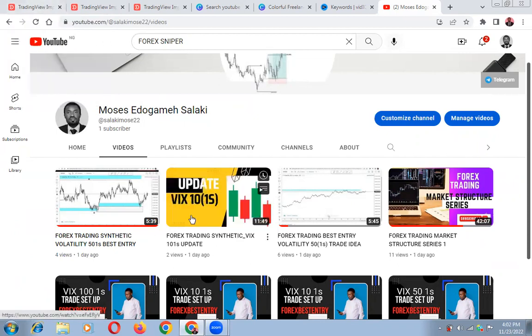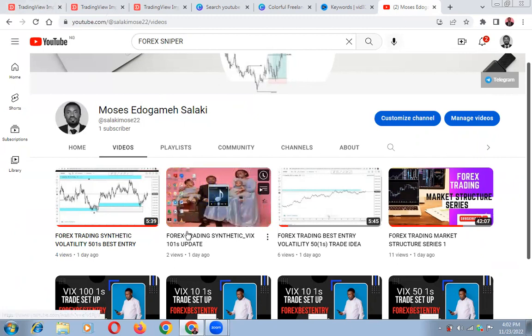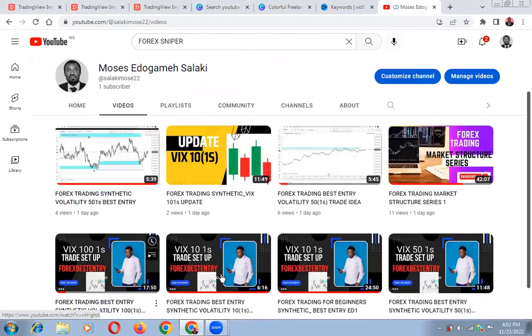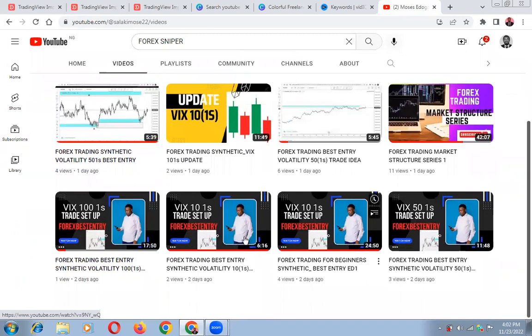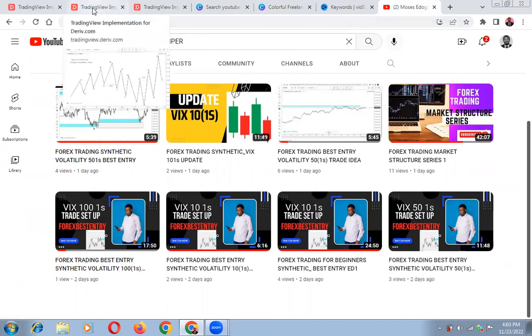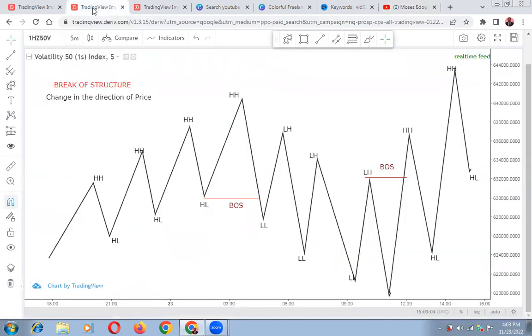You can look at these trade ideas of VIX 10S, 51S, 101S. These are different trade ideas I dropped, and we are currently on some of the trades that we caught on a lower time frame.